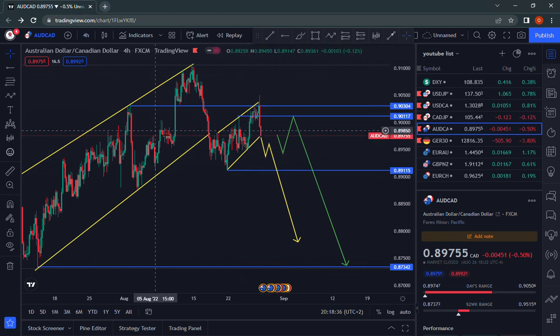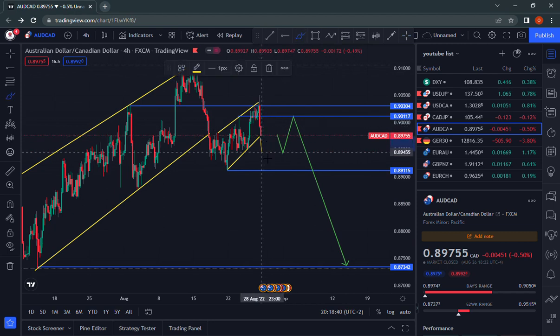If it gives me a correction, right, let me just draw it out so that you guys can see. If price then comes here and breaks out of here and gives me some sort of a correction below these lows, then I will be willing to take it all the way to the downside, all right? So that is how I'll be looking at AUDCAD.